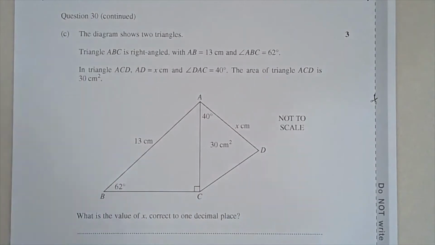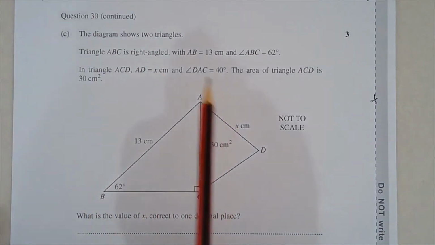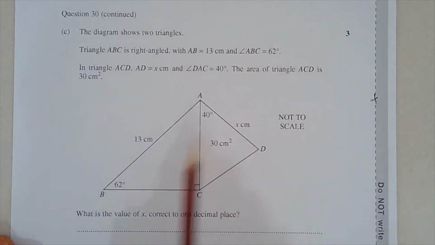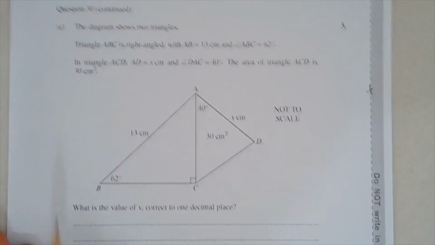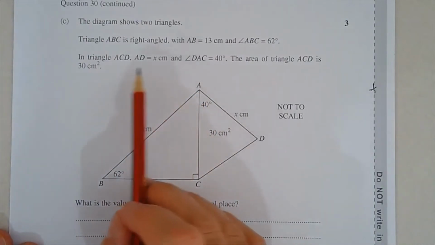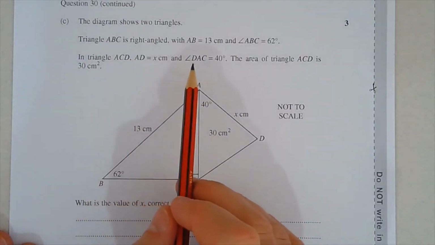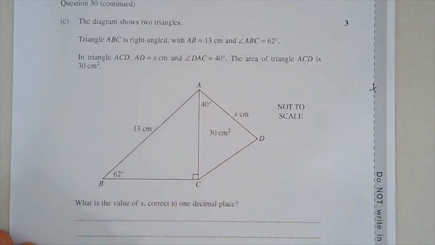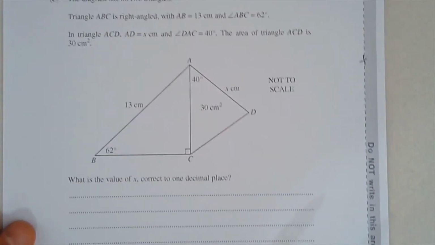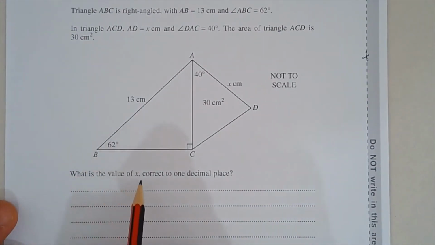Question 30C. The diagram shows two triangles. Triangle ABC is right angled, this triangle here, with AB equals 13 centimeters and angle ABC equals 62 degrees. In triangle ACD, so that's this triangle here, AD equals X centimeters and angle DAC equals 40 degrees. The area of triangle ACD is 30 square centimeters. What is the value of X correct to one decimal place?